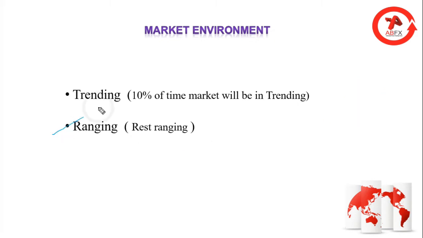So this is the ranging situation. Only 10% of the time the market will have a breaking situation. The market can break and go up, or break and go down. In either direction, the market will reach this situation only 10% of the time. That is called the trending situation of the market.